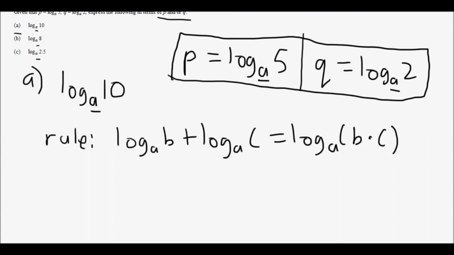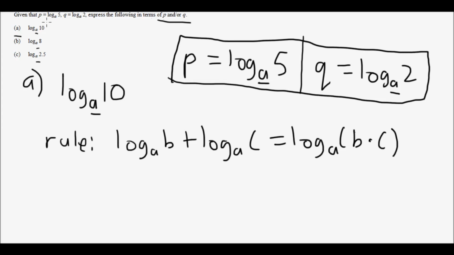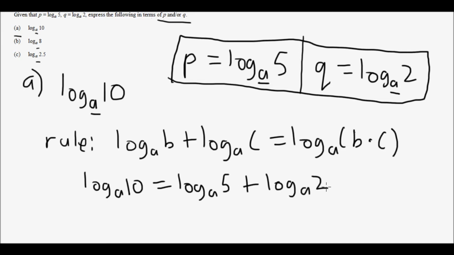So let's use this formula, and we have information of what P and Q is equal to. Now we know that 5 times 2 is equal to 10. So logically speaking, we just have to add these two expressions together. So we'll go ahead and do that. So log_a 10 is going to equal log_a 5 plus log_a 2. Now that we have the equation correct, we still aren't done with the question.